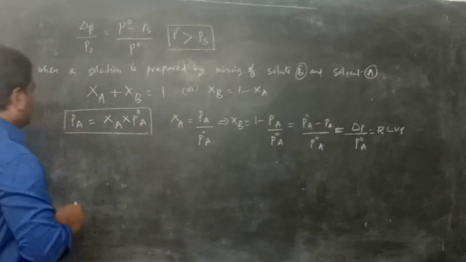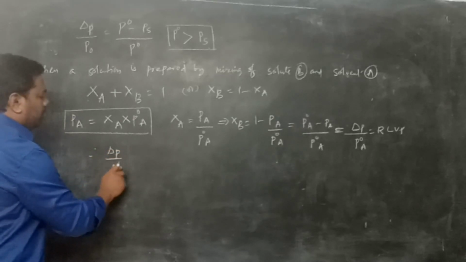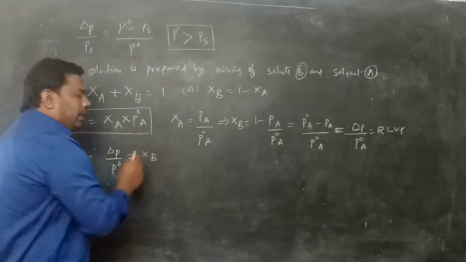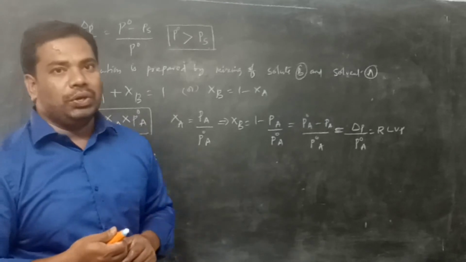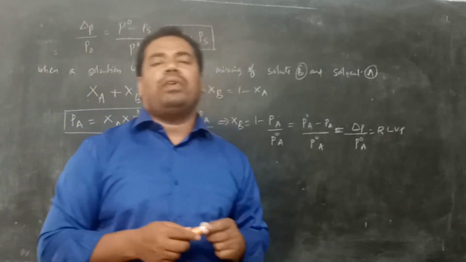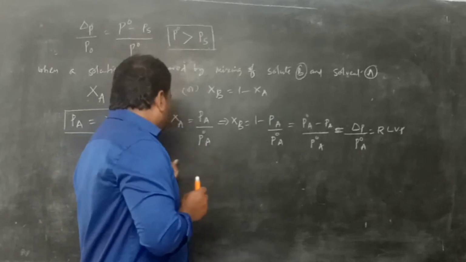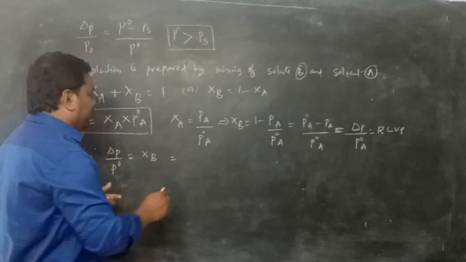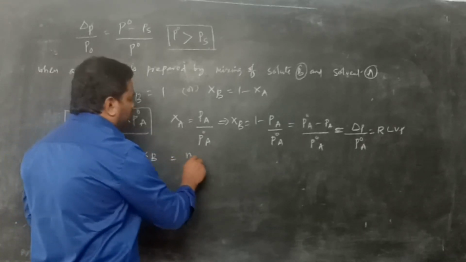Okay, clear, student? So therefore delta P by P naught is equal to XB. So that means the mole fraction of a solute. Okay, clear, student? So what is mole fraction, students? The number of moles of solute particles, that means here we will write NB.